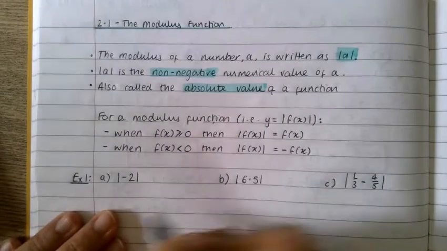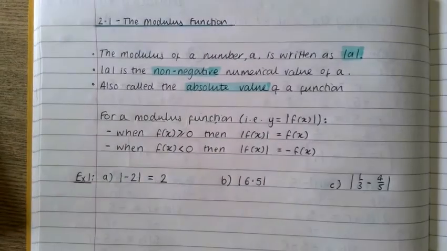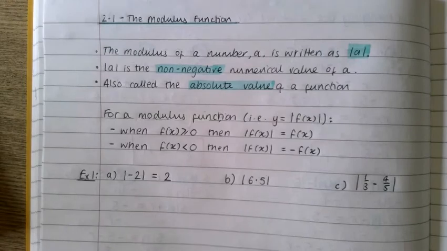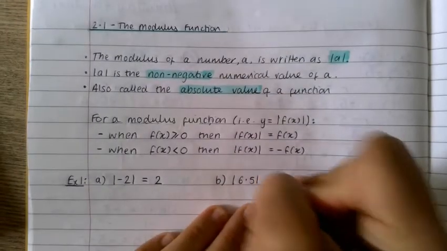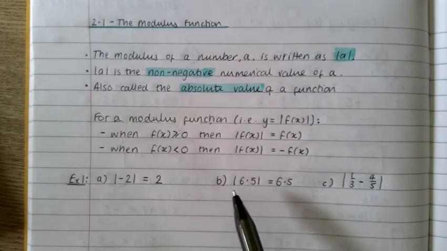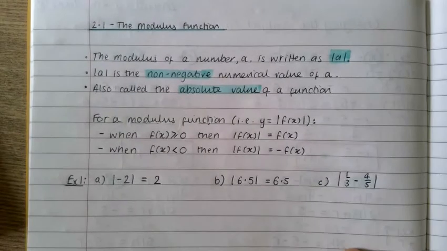For this first one, the modulus of negative 2 would be 2, because it has to be the non-negative value of whatever's in here. For the next one, the modulus of 6.5 is just 6.5, because it's already positive, so we just take the non-negative value. Now for the next one, we're just going to have to work out what a third take away 4/5 is.